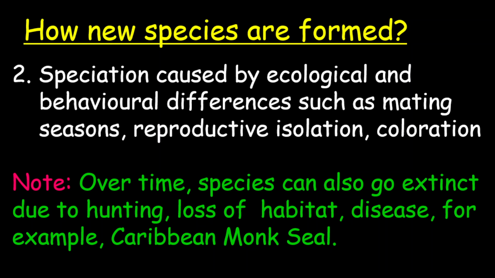Also, we could have reproductive isolation. For example, a small dog versus a very large dog. Because of the difference in body size and so on, they are different reproductively.